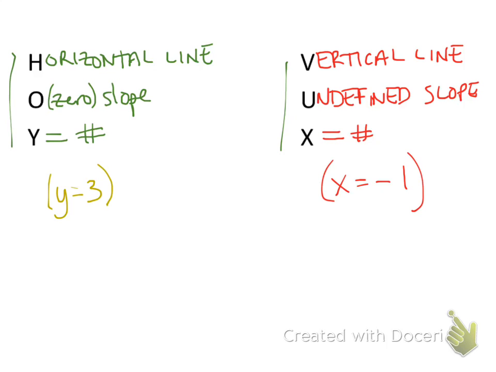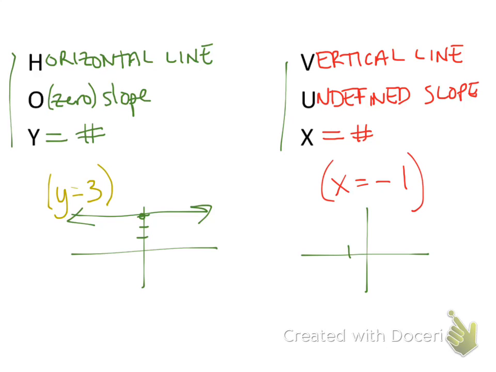So for example, if I had y equals 3, to graph this, I would go up to where y equals 3, and I know it's a horizontal line, so I can just graph that one point and draw a horizontal line. The same with this. Where is x negative 1? X is negative 1 there, and I know that it's going to be a vertical line, so I can just draw in a vertical line.